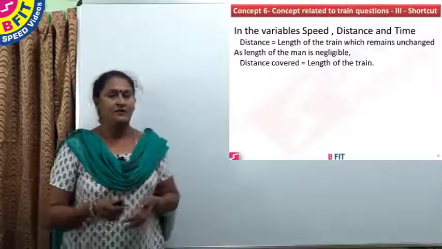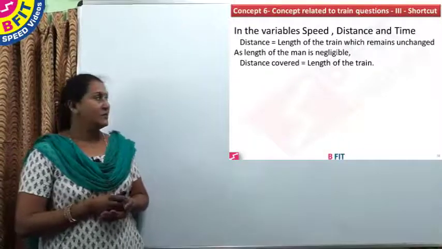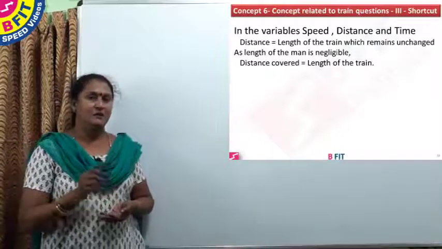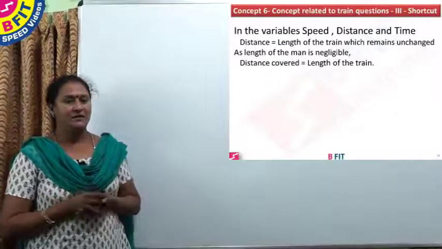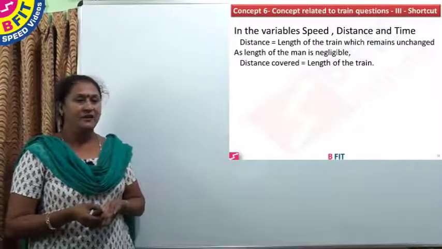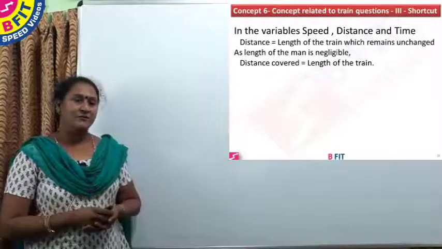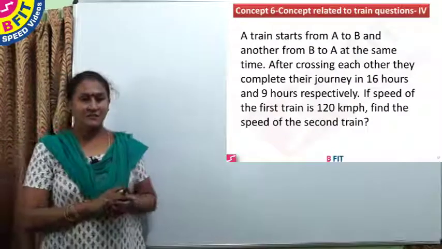So here the shortcut is, in these three variables, speed, distance and time, the distance is constant in both the data. Here as the train is crossing a man, distance is equal to the length of the train, which remains unchanged. So by equating this, we can find the ratio of speed of train and man. So we'll see the next example.